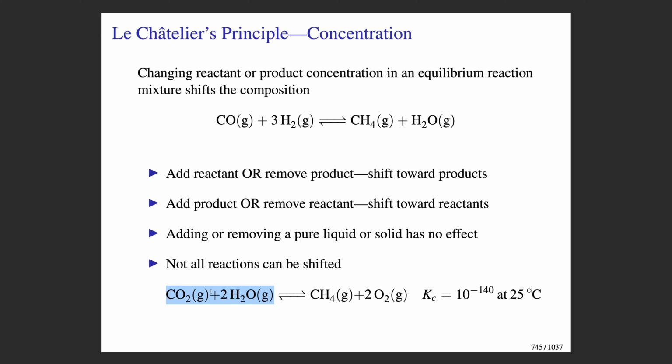So CO2 and water vapor are very stable together. They are not going to spontaneously form methane on their own. And increasing the concentration of the CO2 isn't going to produce any methane. That's because the equilibrium constant is just so small that there's nothing you can really do to affect it. So this reaction is effectively a one-directional reaction going towards the reactants. Not all reactions can be shifted.